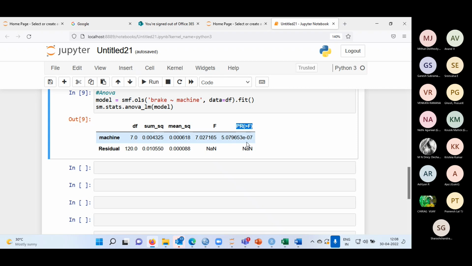Is this less than 0.05 or greater than 0.05? It is clearly less. So what is the decision criteria that we will be using? If it is less than 0.05, then we reject the null and conclude that there is a significant difference in the average disc brake diameter produced by these machines. There is a significant difference. So each of these machines is producing an average disc brake diameter which varies. Now, which one is varying the most? Which one is varying less?